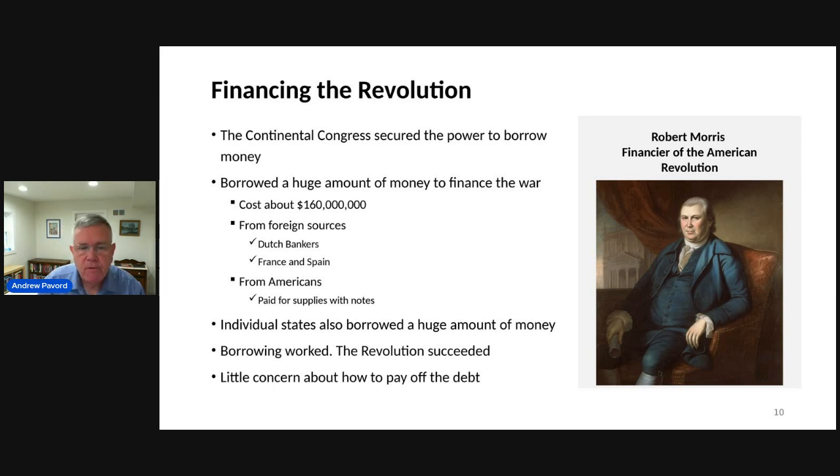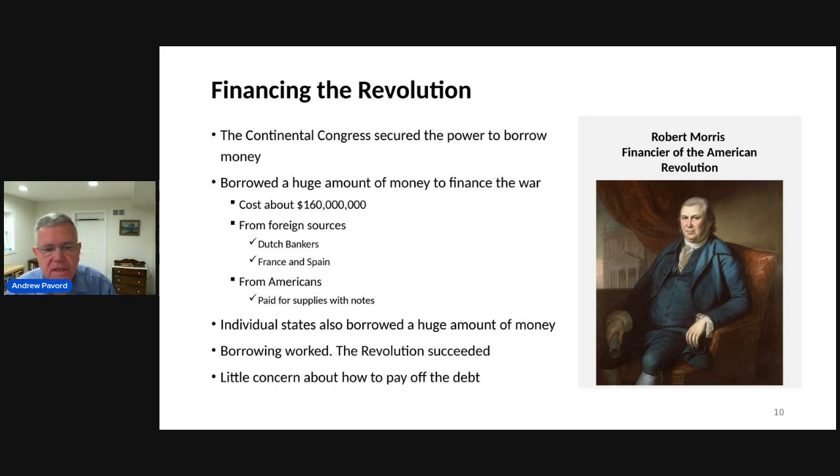And then he also borrowed from Americans. So when Washington's army was moving through the country and needed supplies, his quartermaster, Nathaniel Greene, would pay for those supplies with notes, kind of IOUs. He'd write a note saying, for these horses or these wagons or this food, we will pay you so much. And the owners of these notes kept them and expected to be repaid later on. So this added to America's debt.